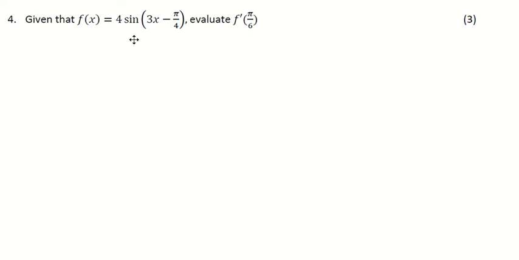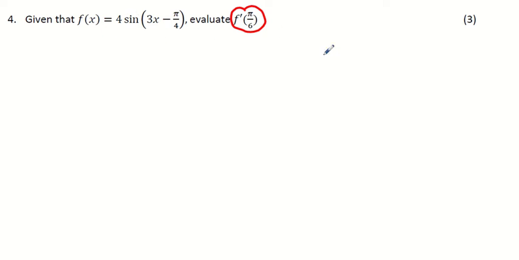Given that f of x equals 4 sine brackets 3x minus pi over 4, evaluate f dash of pi over 6. So this is a differentiation question because we have f dash of pi over 6 here, but it's also with radians. So we'll sort out the radians later. Let's just focus on differentiating this first.